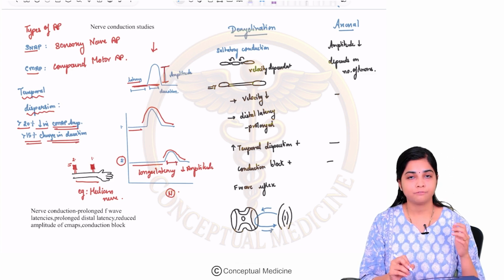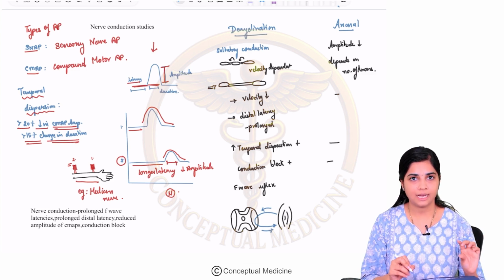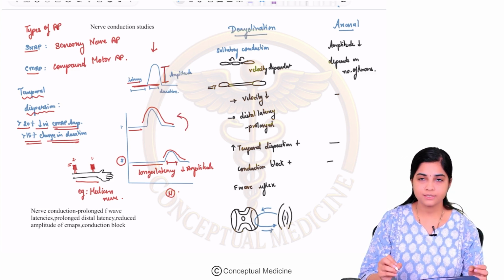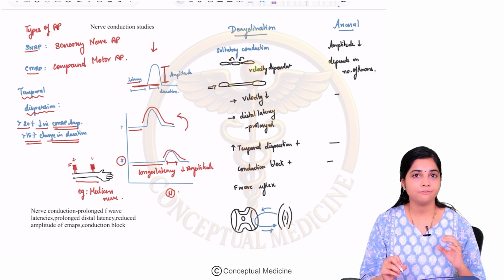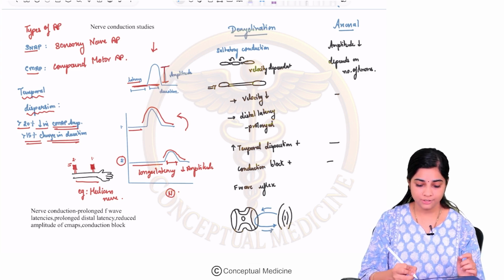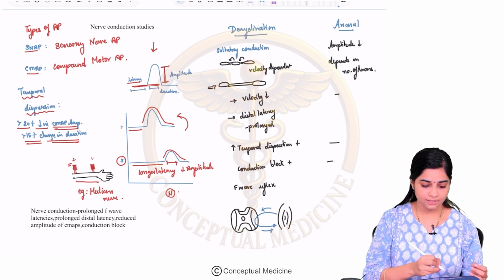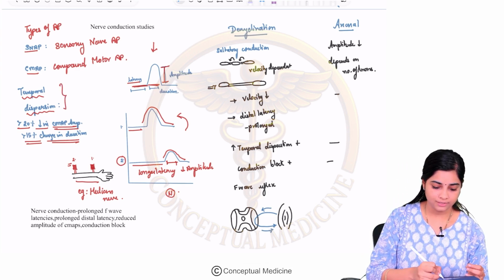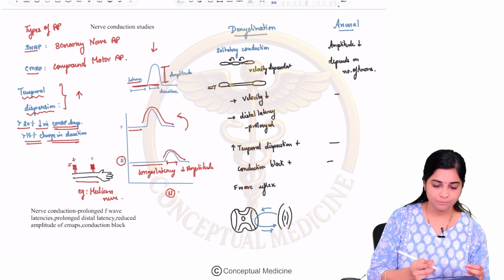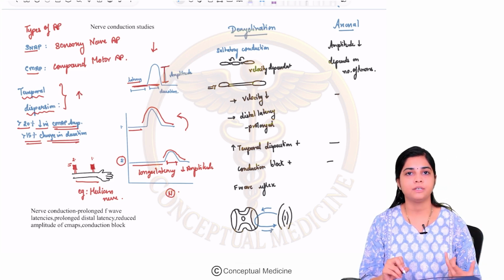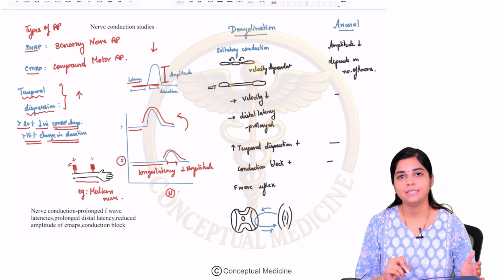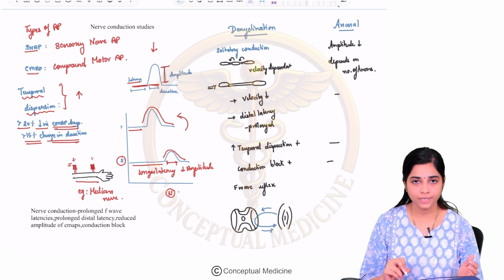So if there is a more than 20% change in the amplitude as compared to the distal one, and there is a more than 15% change in the duration of this second action potential, then this is what we call temporal dispersion, and this indicates that the temporal dispersion is prolonged, and temporal dispersion is usually prolonged in your demyelinating neuropathies, okay, right?